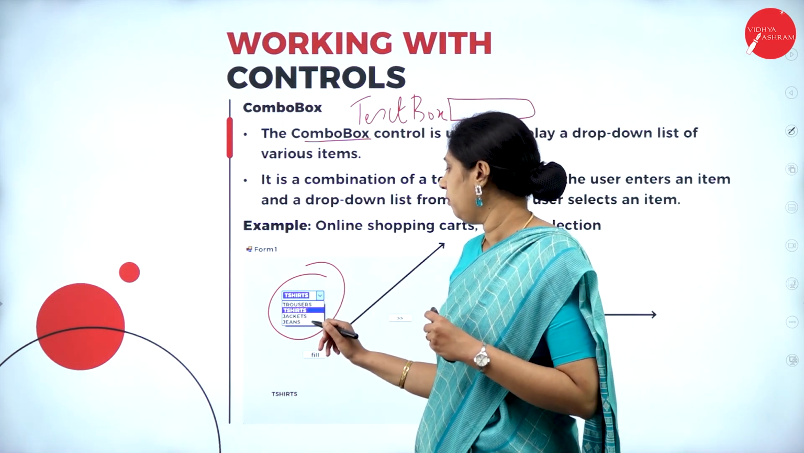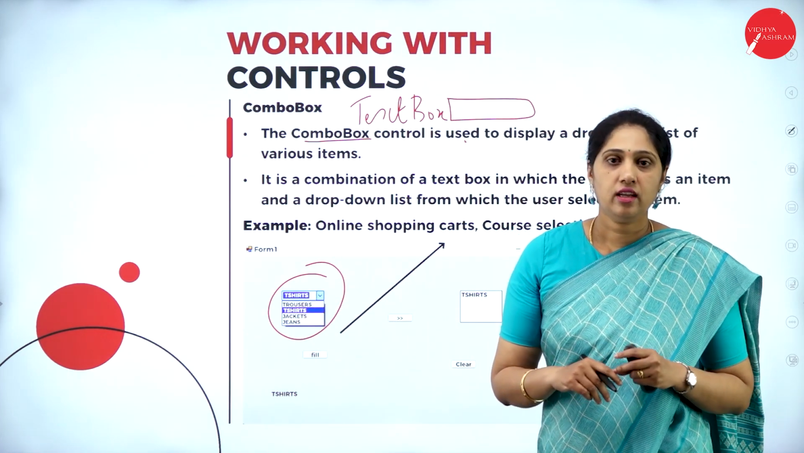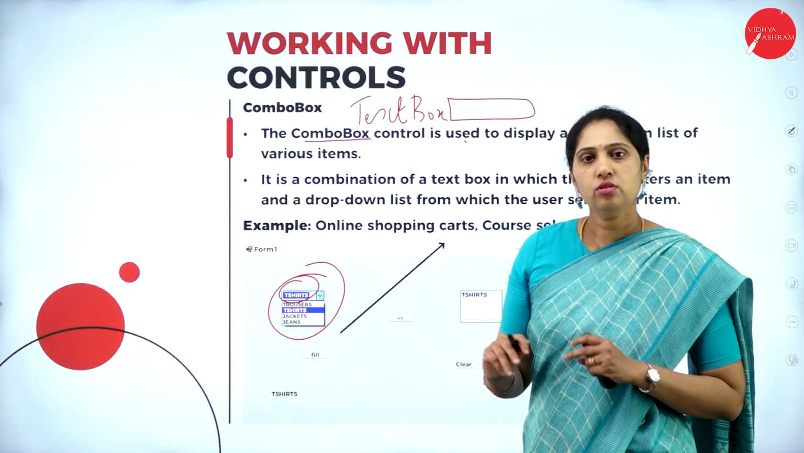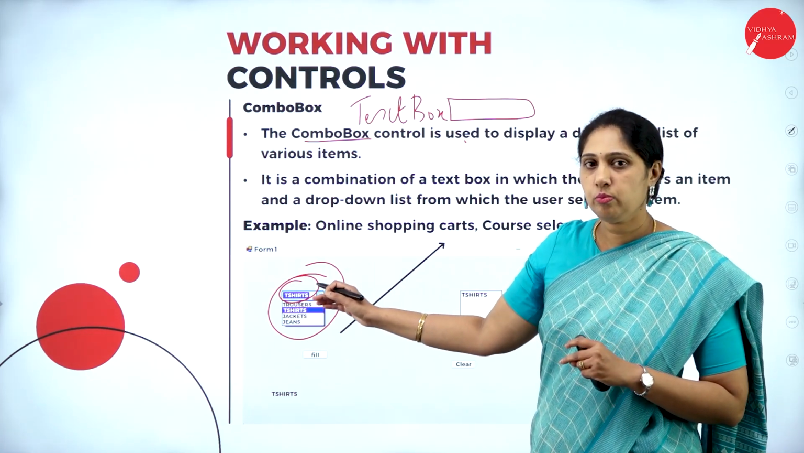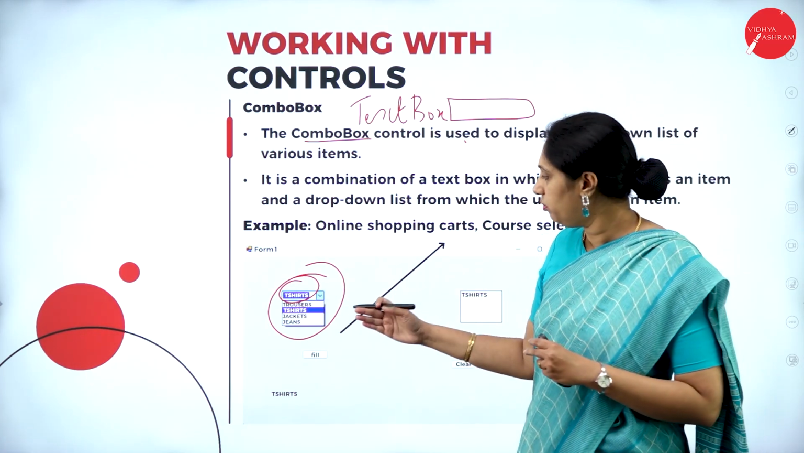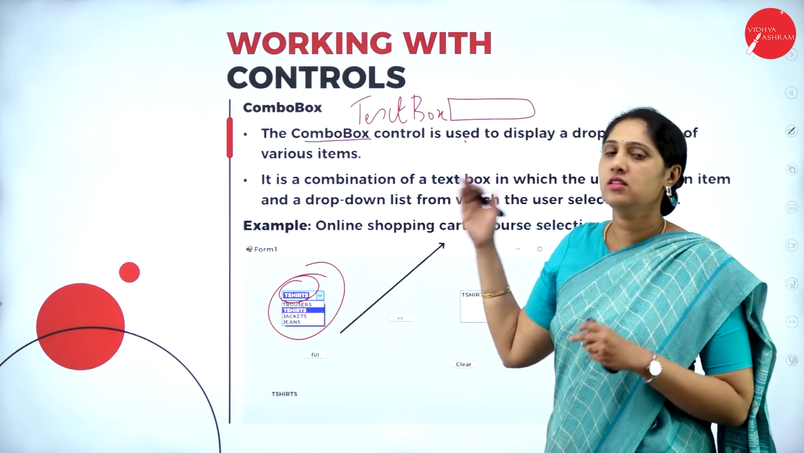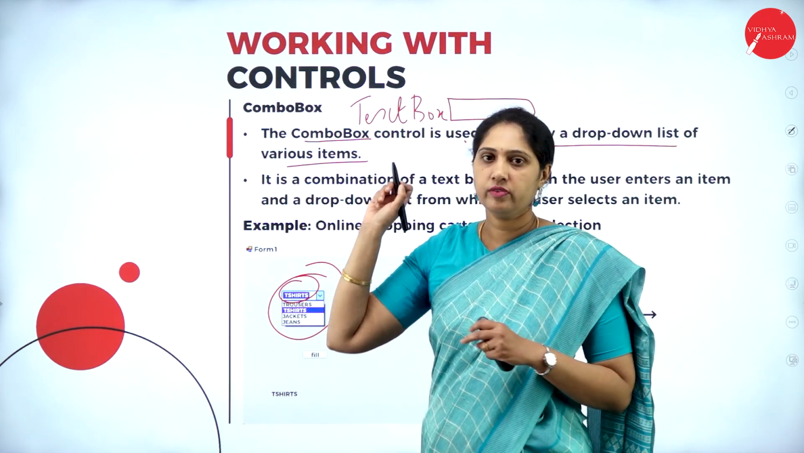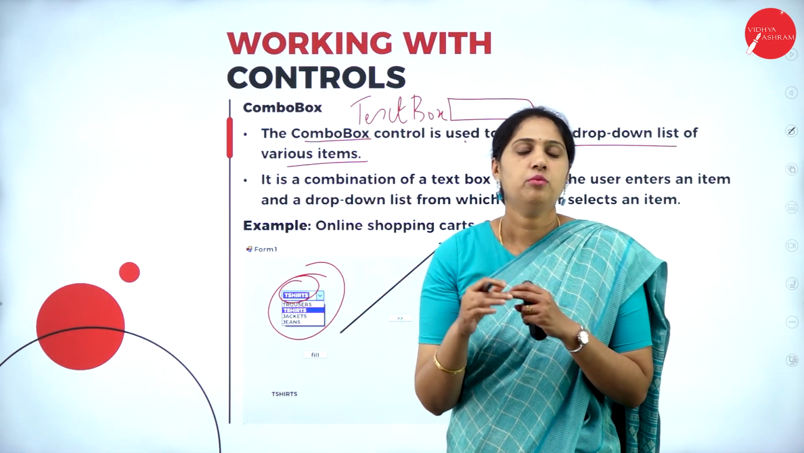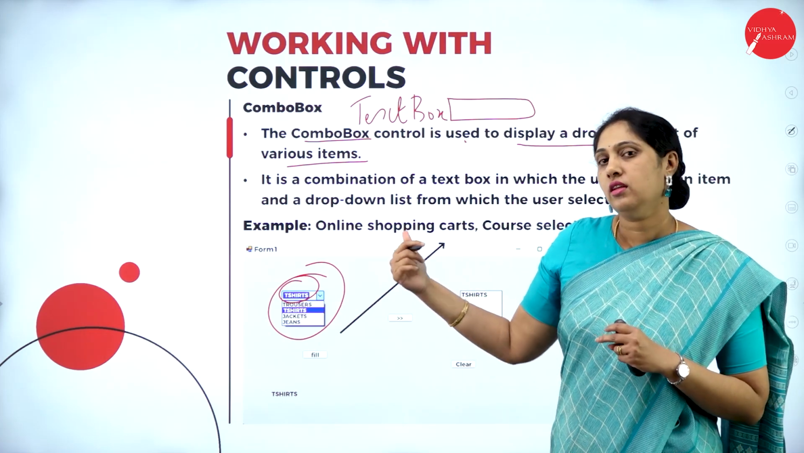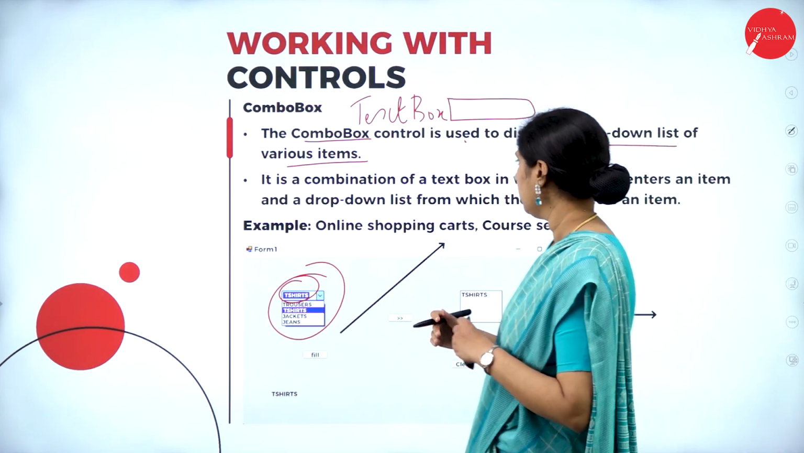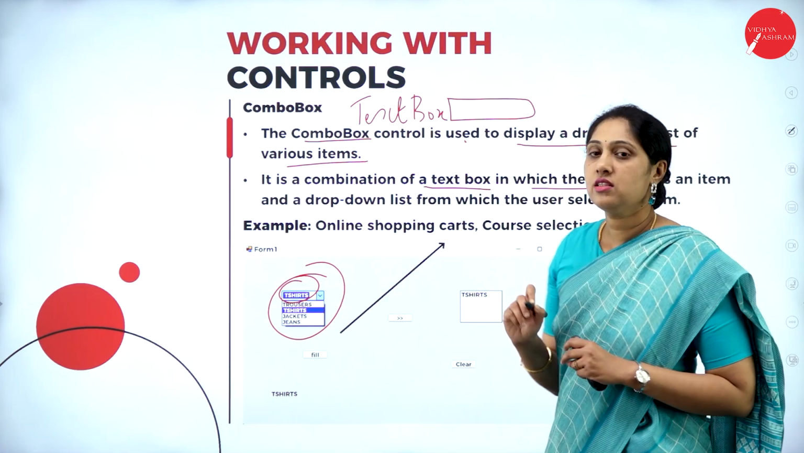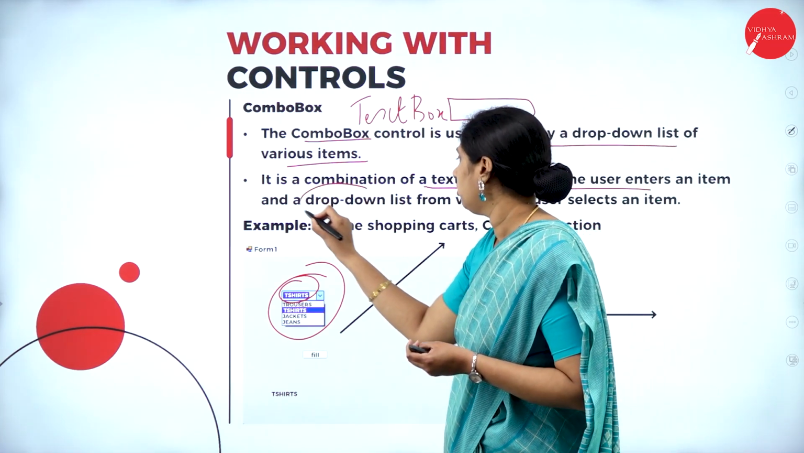See, here you have an example of trousers, t-shirts, jackets, jeans. Whichever you want, you select and that particular one will be displayed. So you can see it is a combination of the text box and the drop down. See, drop down is, it will drop you down. That is combo box. It displays a drop down list of various items. If you are displaying more than one item, then go for combo box. So I've already told it is a combination of text box and also the drop down list.